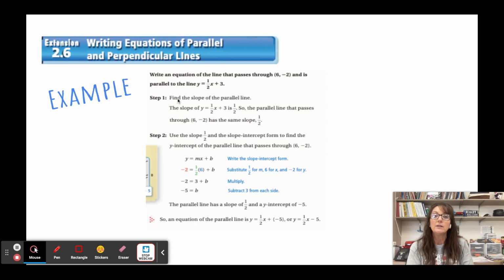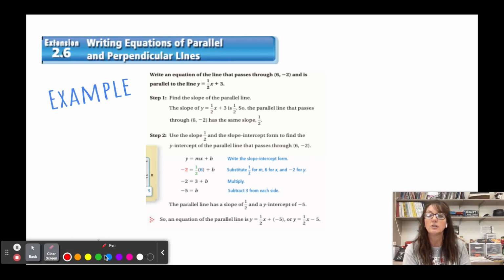So first, you need to find the slope of the parallel line. Since the lines are parallel, they will have the same slope. Therefore, we know your new line is going to have a slope of 1/2. Then we can use the slope 1/2 and this point, and they're using it in slope-intercept form, which is totally fine. That's an alternative to using the point-slope form, but let's just look at the point-slope form.